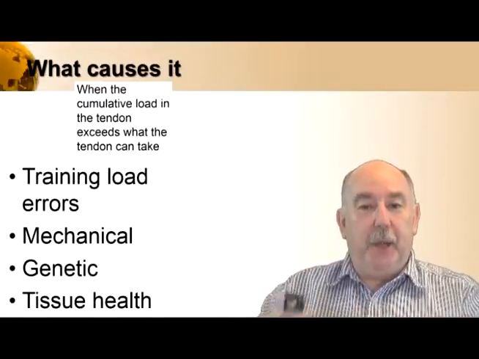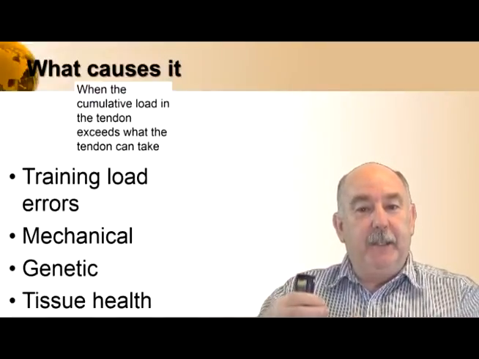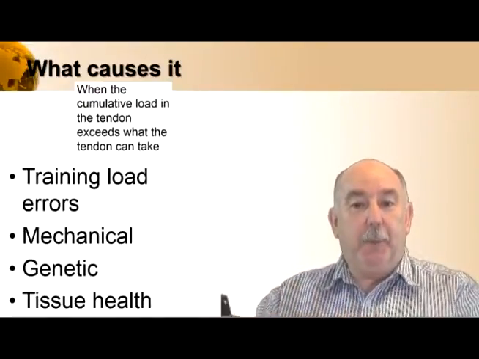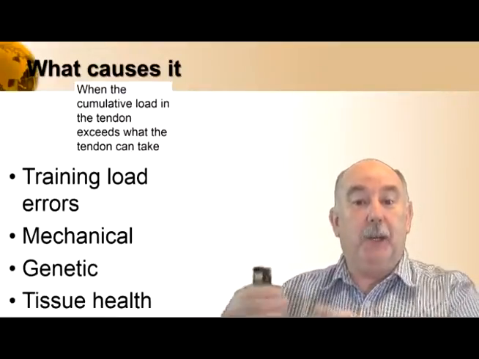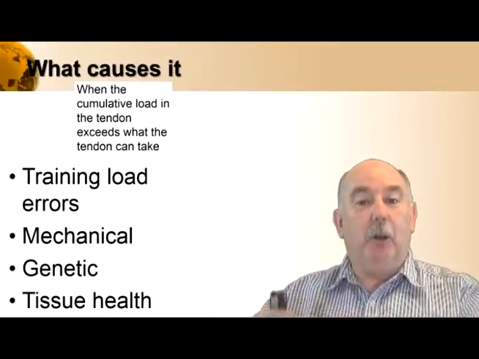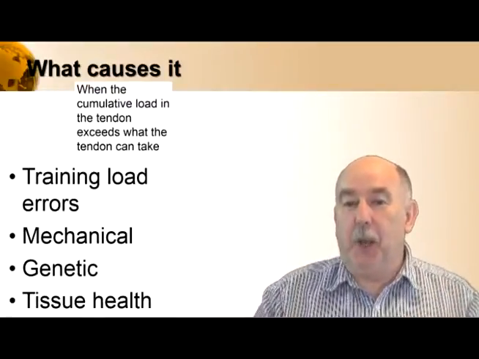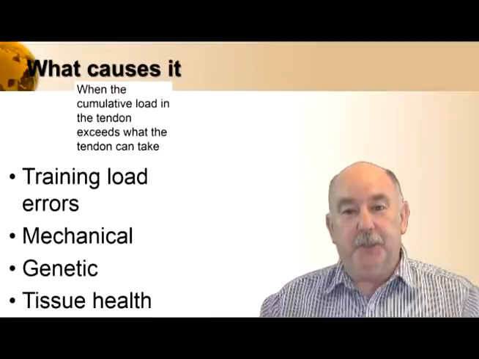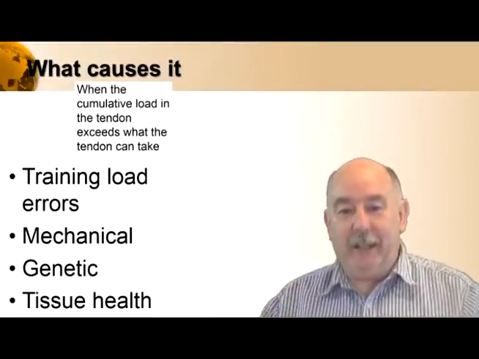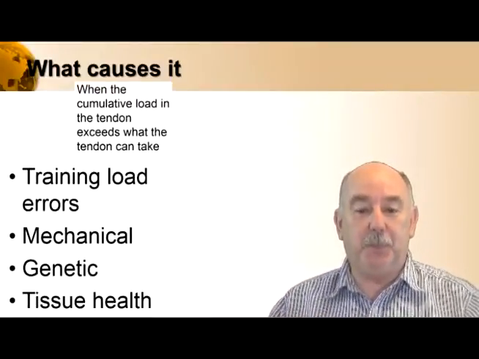Where I think they come into play is they affect the ability of a tendon to adapt. Some people can adapt to higher loads really quickly. Some people need a lot longer time. So that's where I think the genetic factors come in. And again, tissue health, and that's nutritional issues, the right nutrients. Is the tendon healthy? And if it's not healthy, it's obviously going to be exposed at risk.